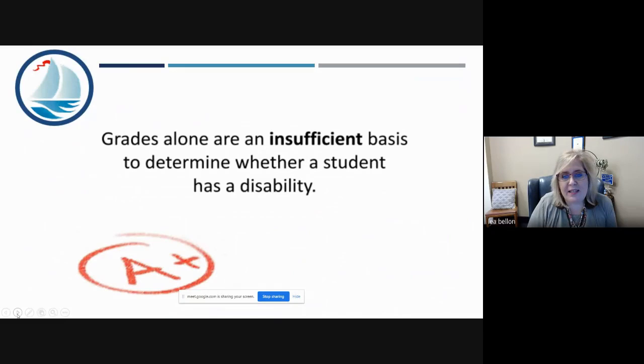And another thing that is not sufficient on its own would be to look at a child's grades. That can certainly be one of the factors that we do consider, but grades alone is not enough to determine if a child has a disability. And all of you know that if you've put a child through the TST process or anything of that nature, you look at multiple indicators, and that's the same with 504.